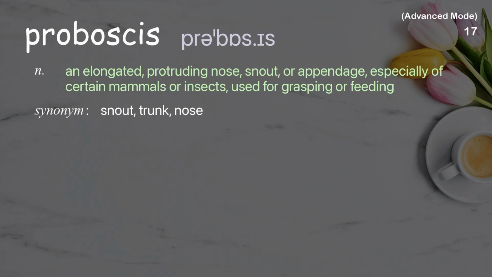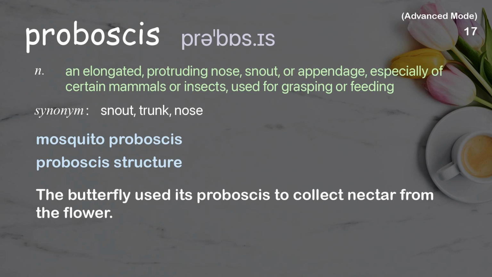Proboscis. An elongated, protruding nose, snout, or appendage, especially of certain mammals or insects, used for grasping or feeding. Examples: Mosquito proboscis. Proboscis structure. The butterfly used its proboscis to collect nectar from the flower.